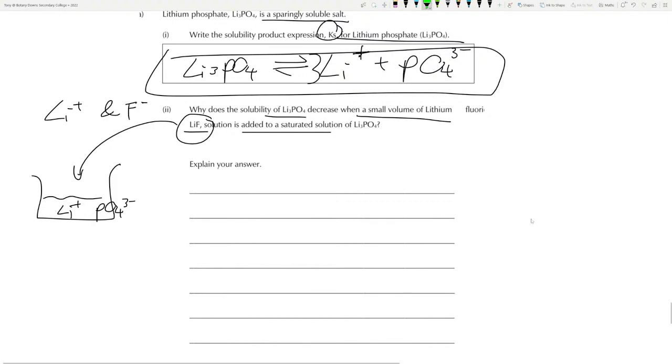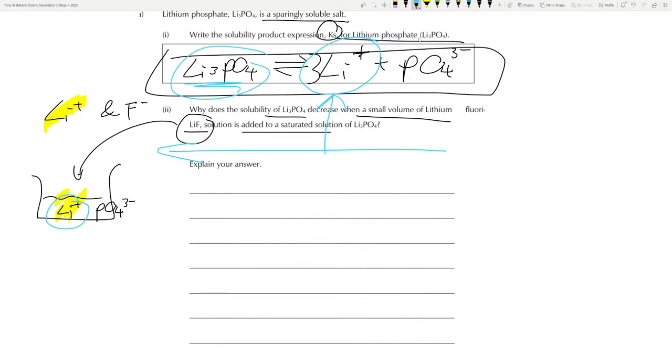So straight away, hopefully you can see that we have a common ion. Li+ is a common ion. So what does that mean? That this concentration would increase, because there's already lithium ions in the beaker. So that concentration increases, which will cause the system to shift to the left. So that means the solubility decreases because I'm making more of the solid.